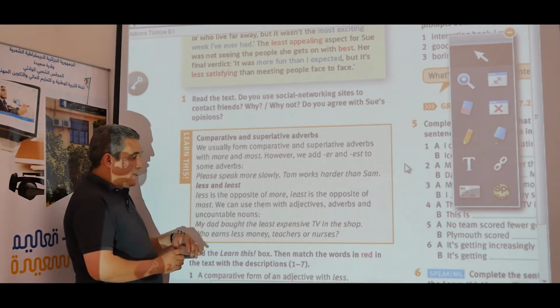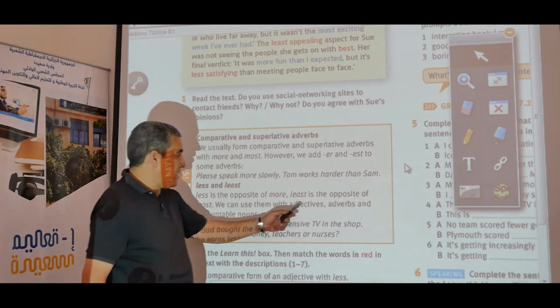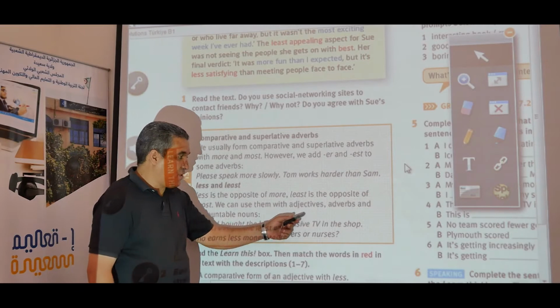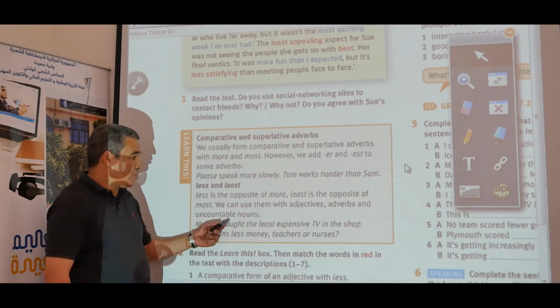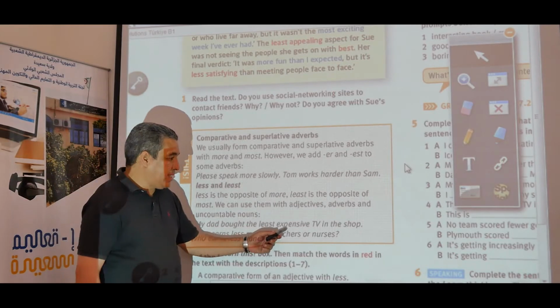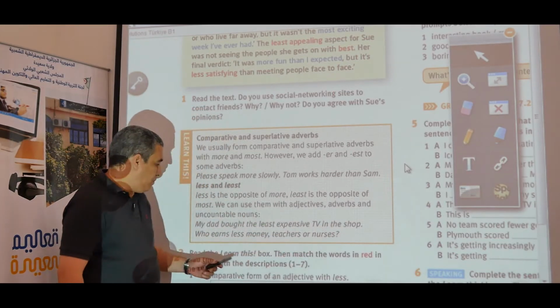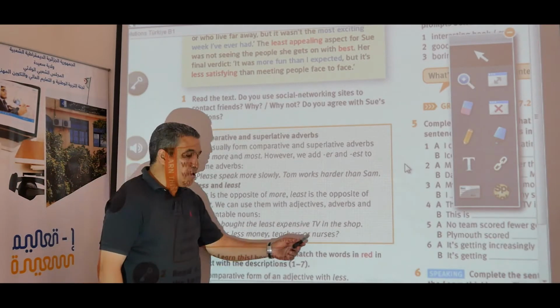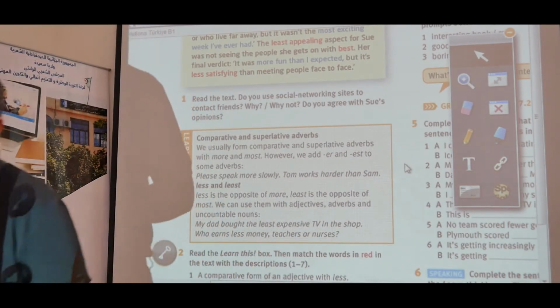So less is the opposite of more. Least is the opposite of most. We can use them with adjectives, adverbs, and uncountable nouns. Here's the example. My dad bought the least expensive TV in the shop. Or who earns less money? Teachers or nurses?